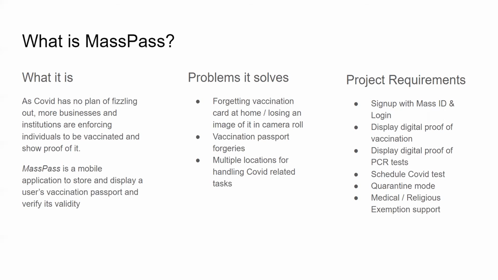The project requirements include signing up with Massachusetts ID and logging in, displaying digital proof of vaccination, displaying digital proof of PCR COVID tests, scheduling COVID tests, browsing in quarantine mode, which just displays how many days left a user is in quarantine for, and support for medical and religious exemptions.